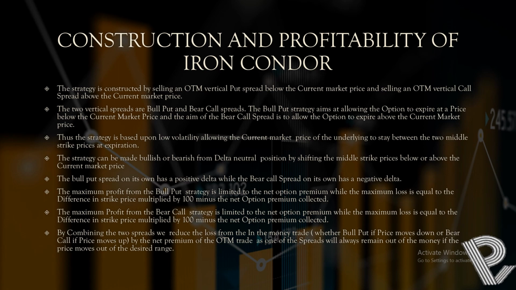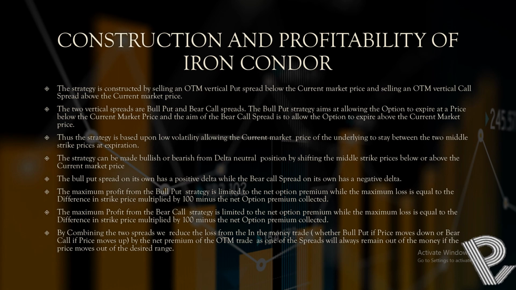The bull put spread on its own has a positive delta, while the bear call spread on its own has a negative delta. The maximum profit from the bull put strategy is limited to the net option premium, while the maximum loss is equal to the difference in strike price multiplied by 100 minus the net option premium collected.